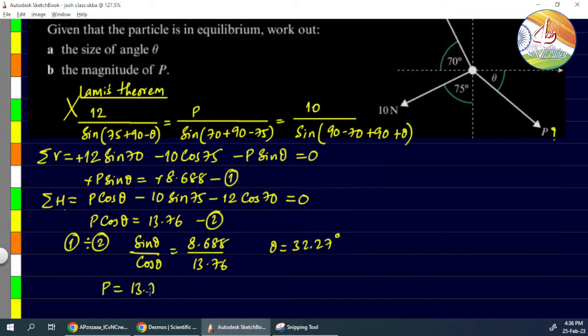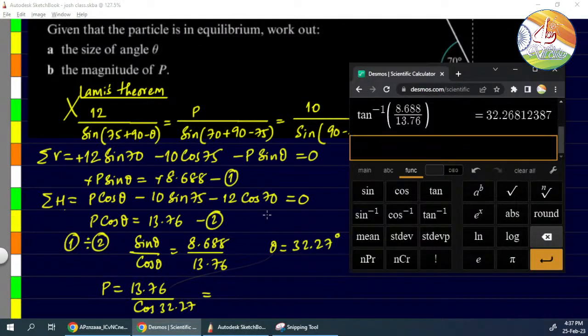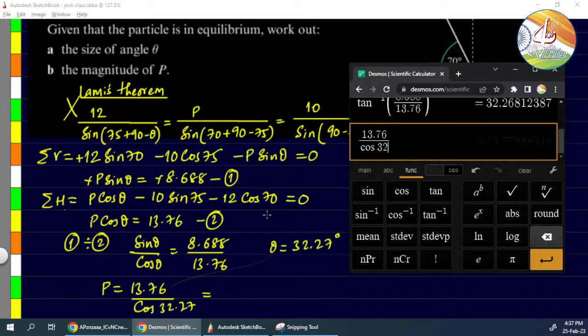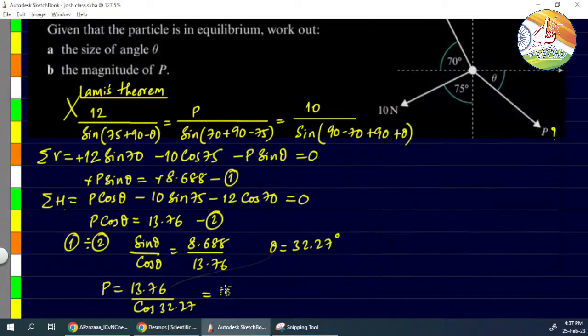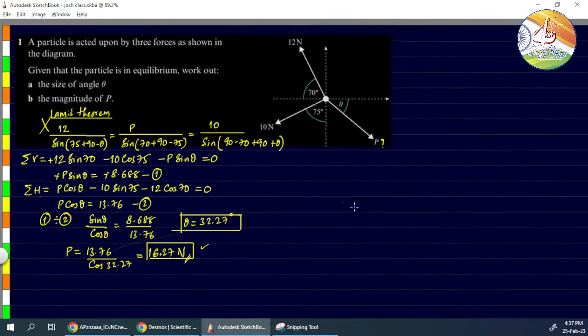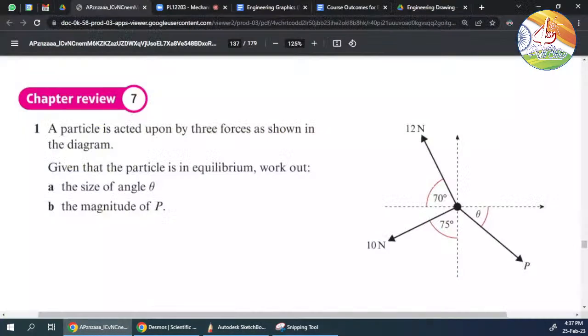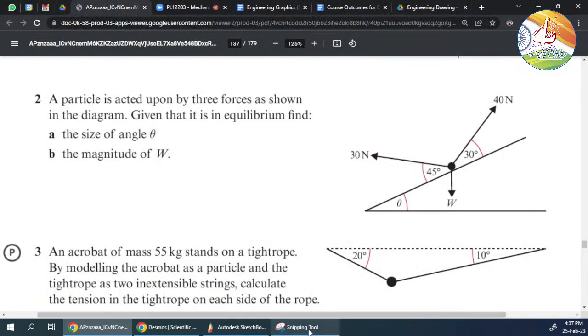So P will be, let's say, second equation, 13.76 divided by cos of 32.27. Okay, so we substituted it here. What do we get? So 13.76 divided by cos 32.27, that's 16.27. This is in newtons. Okay, so this is the angle and this is the magnitude of P. Any doubts here? No, sir. Okay. The next question is coming here.